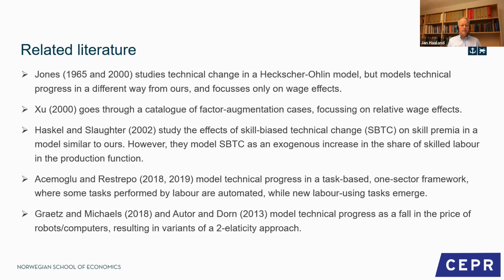Acemoglu and Restrepo in a number of papers model technical progress in a different way in a task-based one sector framework where some tasks are automated and new labor using tasks emerge. Since they normally work in a one sector framework, they don't really show any general equilibrium effects. And Graetz and Michaels and Autor and Dorn, whom I've mentioned already, typically look, at least in some of these references, at substitution between robots or computers and workers, and get typically a variant of a two-elasticity approach.